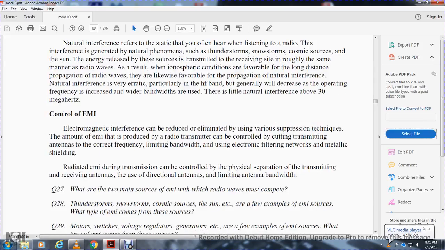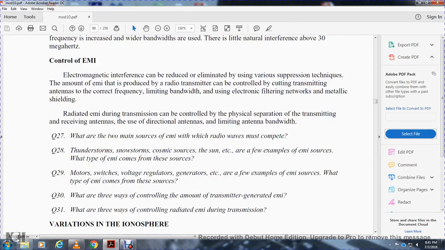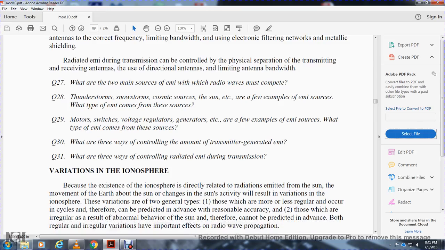All right, counter electromagnetic interference. Electromagnetic interference can be reduced or eliminated by various suppression techniques. The amount of electromagnetic interference produced by the radio transmitter can be controlled by cutting the transmitting antenna to the correct frequency, limiting bandwidth, using electronic filter networks, and metallic shielding. Radiated electromagnetic interference during transmission can be controlled by the physical separation of the transmitting and receiving antennas, use of directional antennas, and limiting antenna bandwidth.